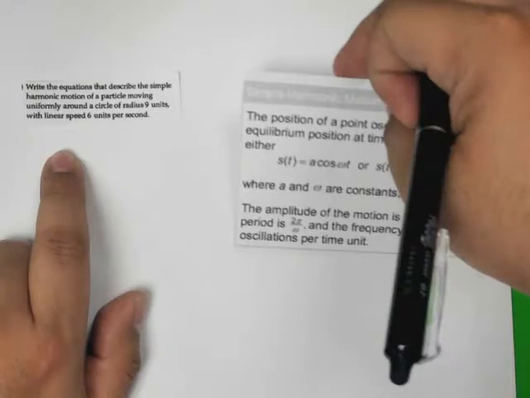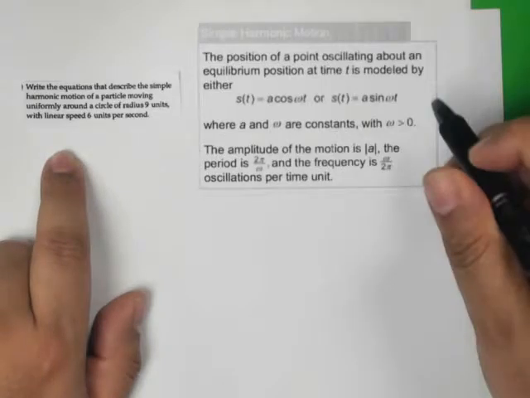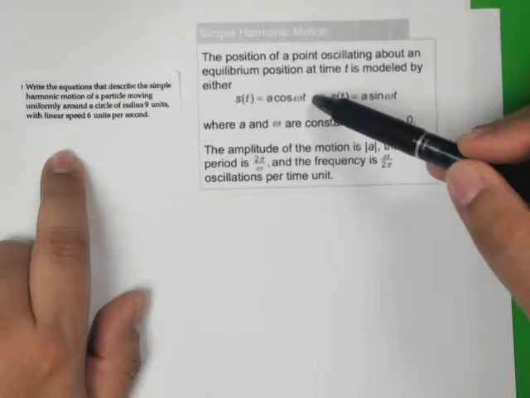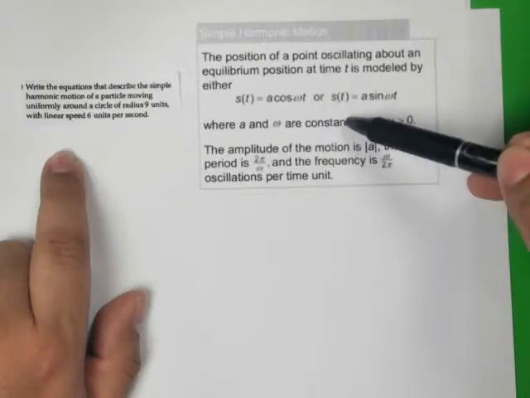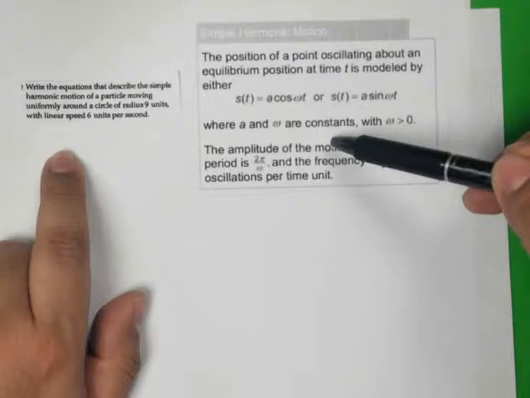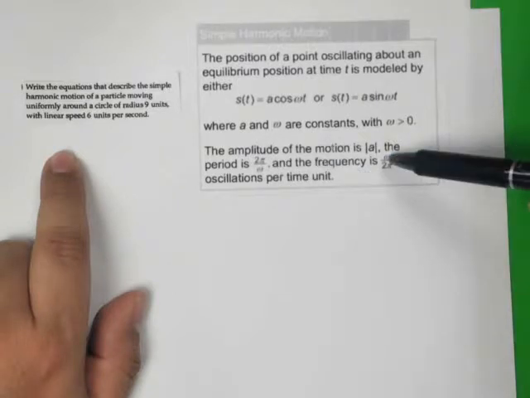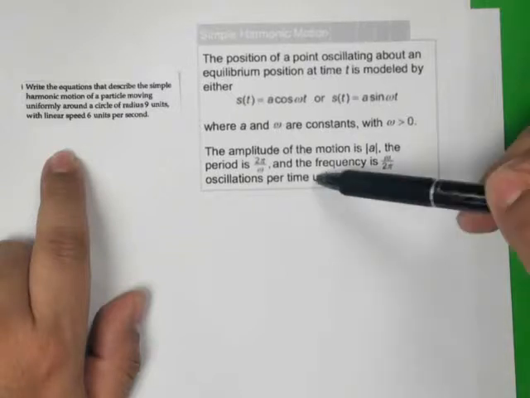So let's take a look at this right here. We've got the position of a point oscillating about an equilibrium position at time t, modeled by either of these two functions. First we have a cosine omega t, and then we have a sine omega t. A and omega are constants, and omega has to be positive. The amplitude, of course, of the motion is the absolute value of a. The period will be 2 pi over omega. Frequency, of course, will be the reciprocal, which is omega over 2 pi oscillations per time unit.